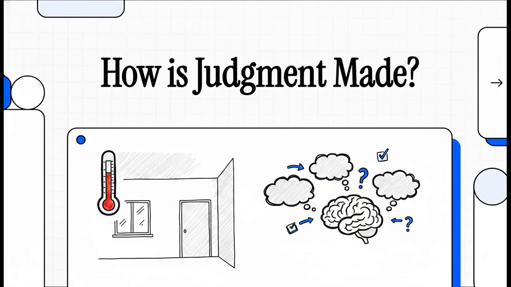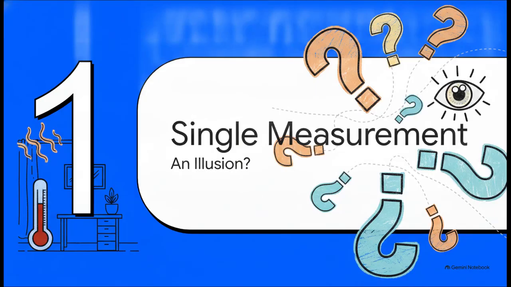Today, we're going to be unpacking the actual mechanics of truth. I mean, think about it. We make thousands of judgment calls every single day, right? But how often do we really stop to stress test the foundation of those decisions? To figure this out, we're going to strip it all down to something incredibly basic, just reading the temperature in a room. So let's start with Section 1, a single measurement and illusion.